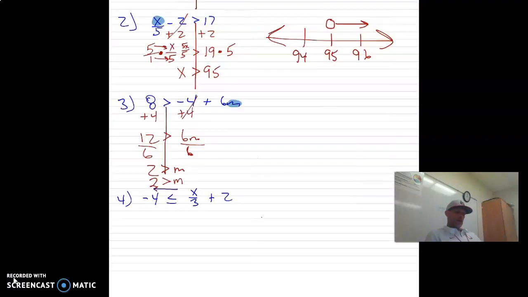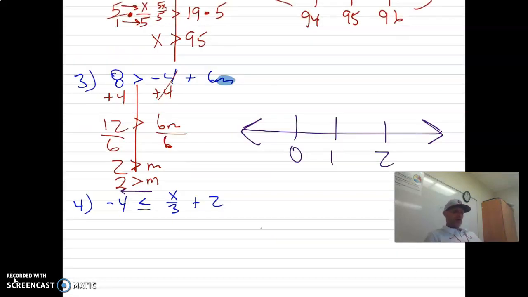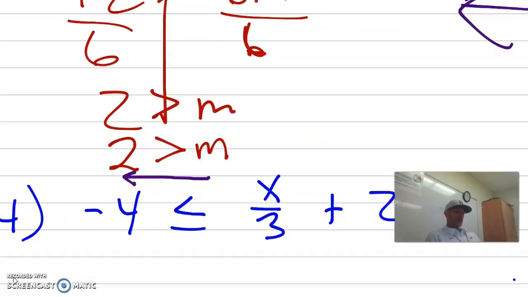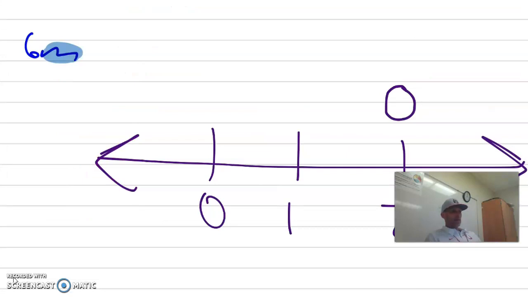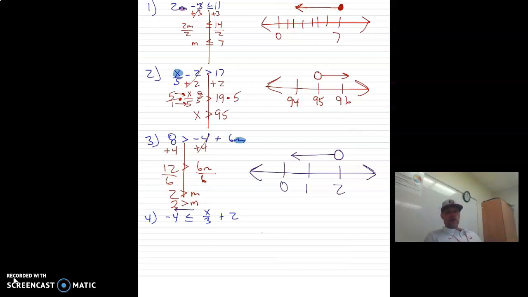So m, I'm going to go ahead and draw that number line. We've got 0, 1, and 2. So what is m? Is it equal to 2? No, it is not equal. But if you read it the correct way, is m smaller than 2 or bigger than 2? It is smaller, meaning less than, right? So m is everything less than 2. That'll trip you up sometimes.